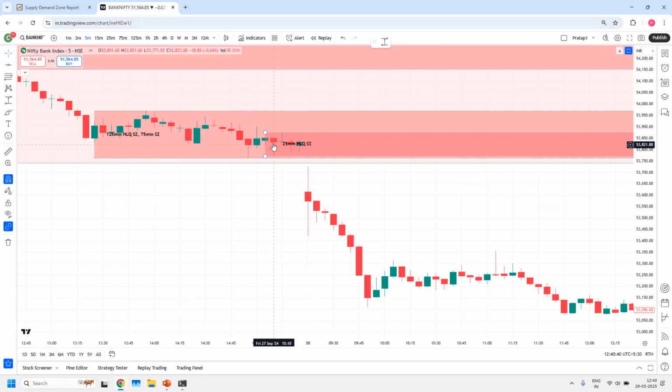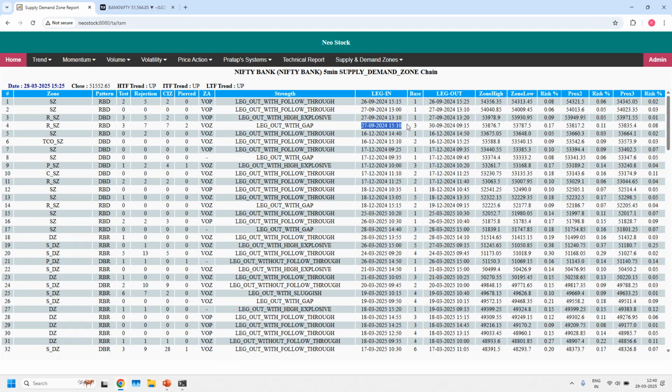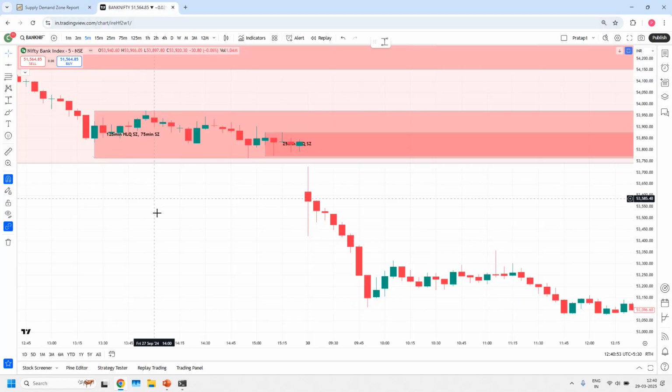This is the one. Failed ERC as a rally candle. You have 1, 2, 3, 4 base candles. 1, 2, 3 base candles. 3 are there? Yes, 3 base candles. See, rally base drop. This is a failed ERC as a rally software identified. Now you draw the zone here.